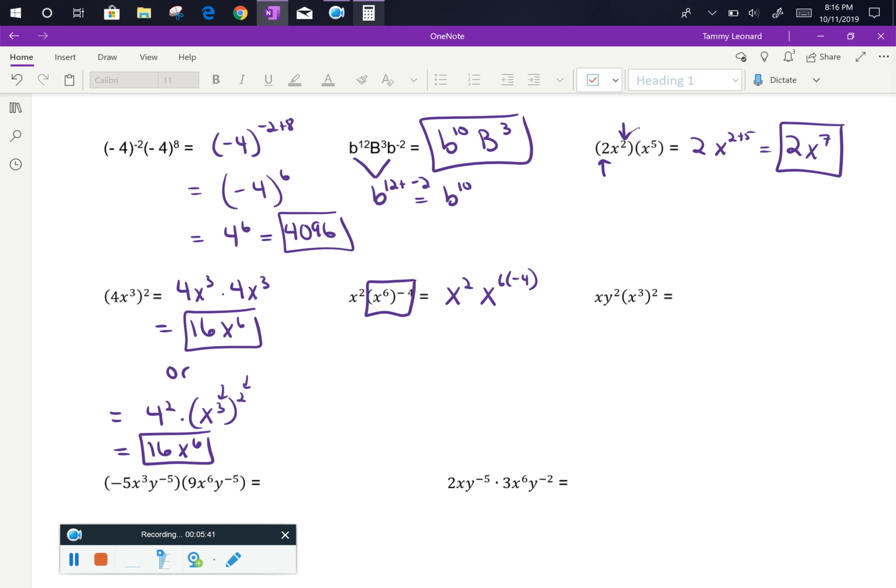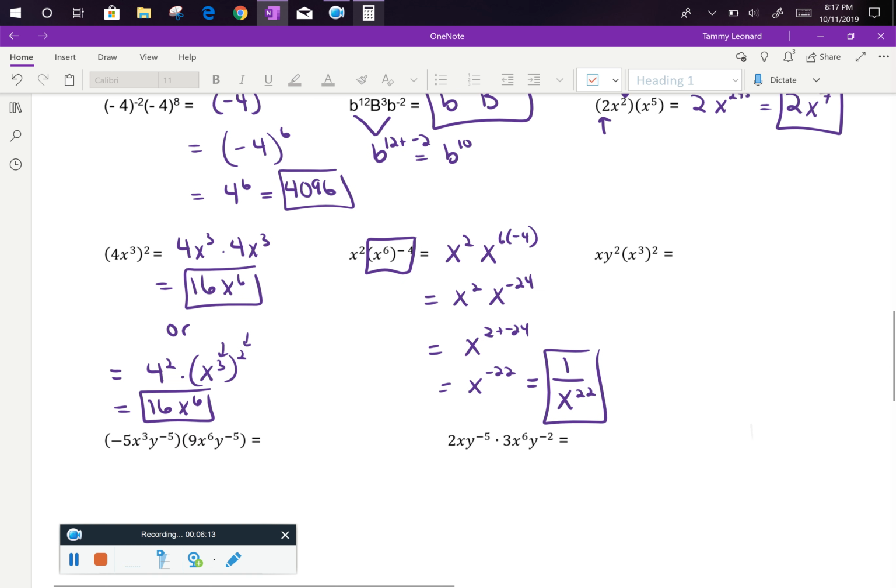Notice I just rewrote the x squared because we didn't do anything with that part of the problem. This is x squared times x to the negative 24th. Now I can use a rule that we've practiced quite a bit so far. When I multiply with the same base, I add the exponents. So x to the 2 plus negative 24 is x to the negative 22nd. We need to go back to our first lesson of exponents and remember that we can't leave a negative exponent in our answer. So this means we have to take the reciprocal. So we're going to have 1 over x to the 22nd. And that's our final simplified answer.